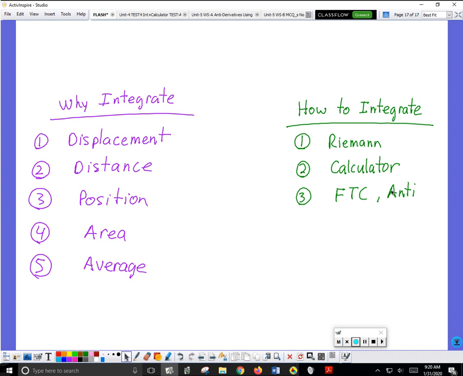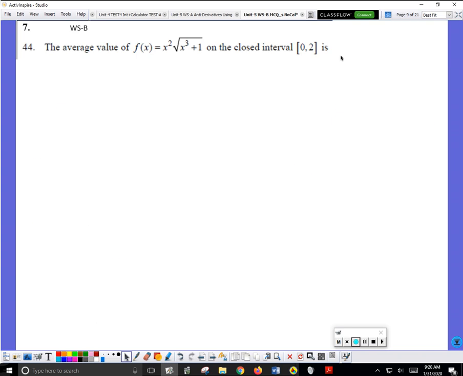So back to here. The average value of that function on that interval. So the first thing I do is write the integral that I need to compute. So because the interval is 0 to 2, I know that I will start with 1 over 2 multiplied by the integral of whatever I'm averaging. Square root means 1/2 power.